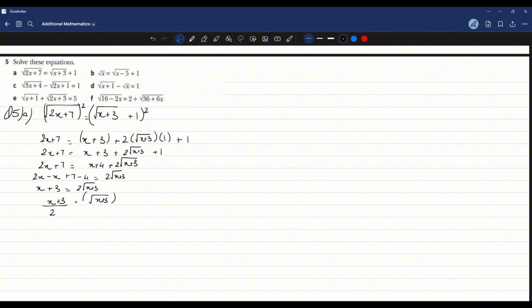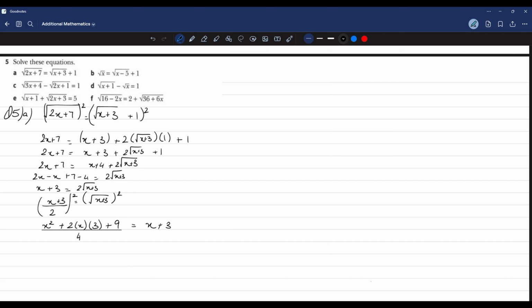So again, what we do is square on both sides. So we get x plus 3 whole square, which is obviously a plus b whole square. So we've got a squared, which is x squared, plus 2 multiplied by a multiplied by b, which is 3, plus b squared, which is 3 squared, which in return equals 9. Divided by 2 squared is equal to 4. So we have x plus 3.